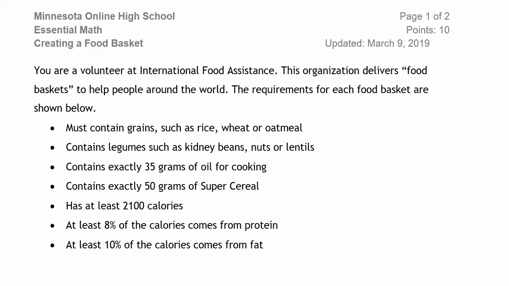It must contain grains such as rice, wheat, or oatmeal. It must contain legumes such as kidney beans, nuts, or lentils. It has to contain at least 35 grams or exactly 35 grams of oil for cooking, exactly 50 grams of super cereal, has to have at least 2,100 calories, and at least 8% of the calories come from protein, at least 10% of the calories come from fat.